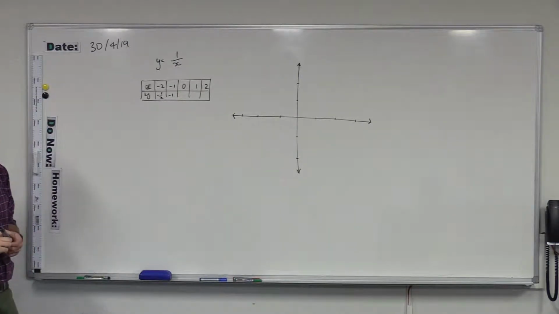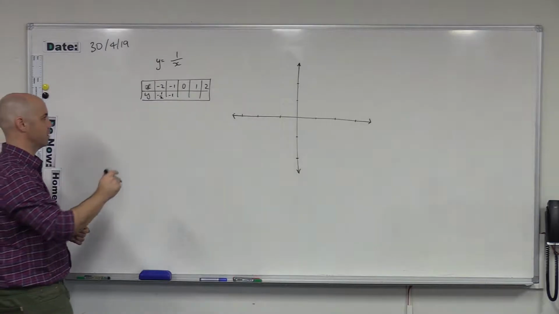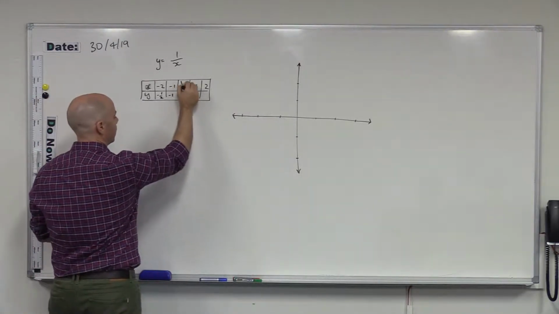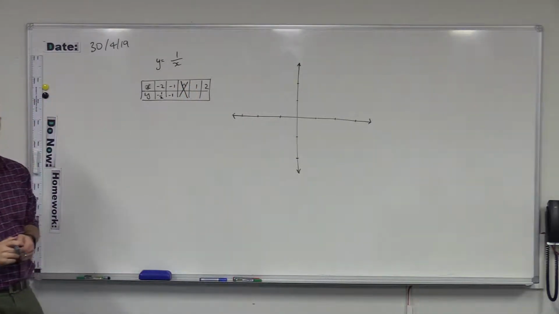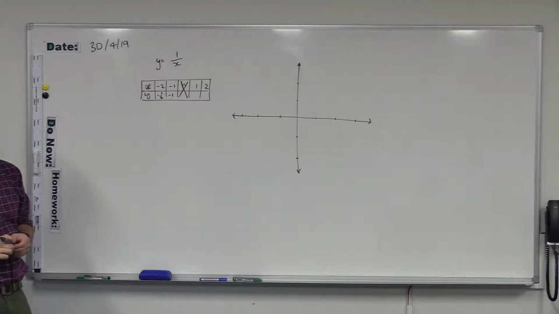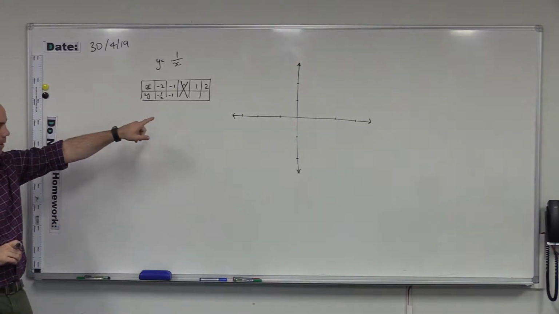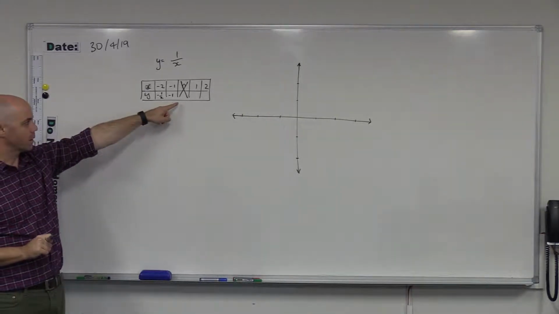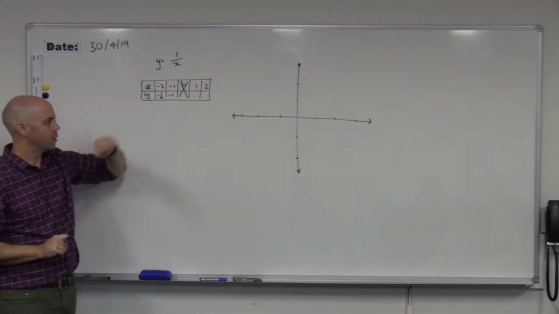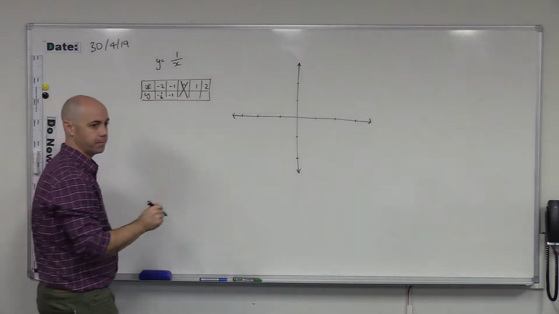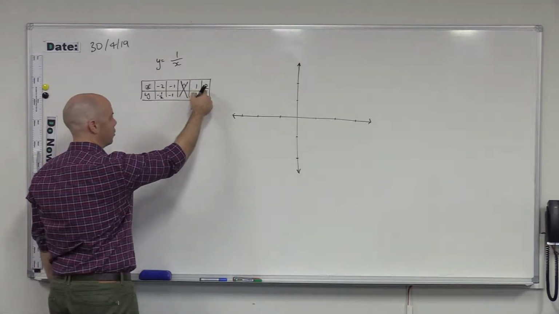Nothing. It's a trick question. It doesn't exist. You cannot have 0 in the denominator of a fraction. And we're going to consider what that means a bit later. Okay. X equals 1, y equals 1. X equals 2, y equals a half.